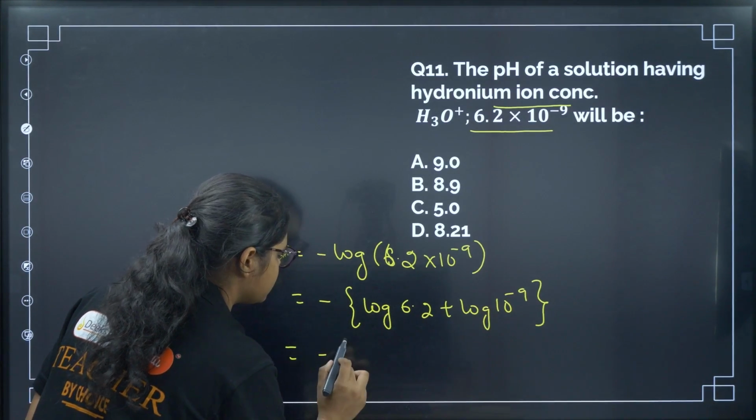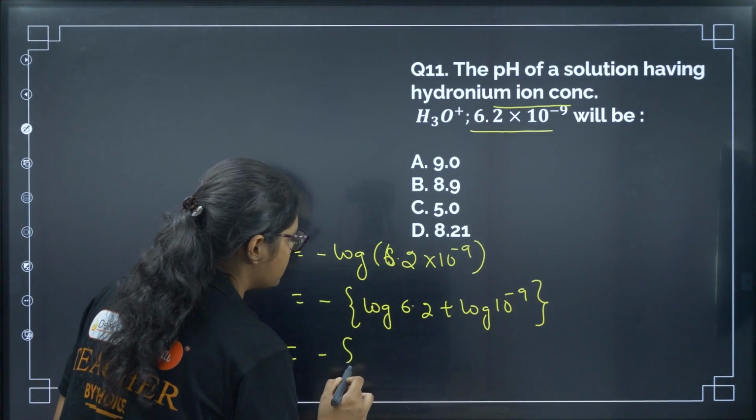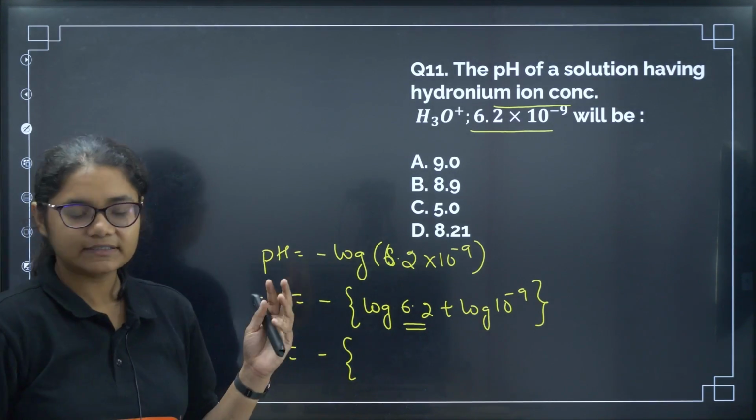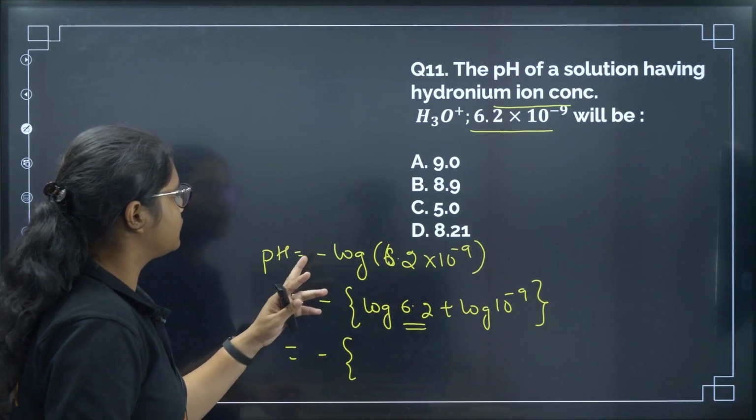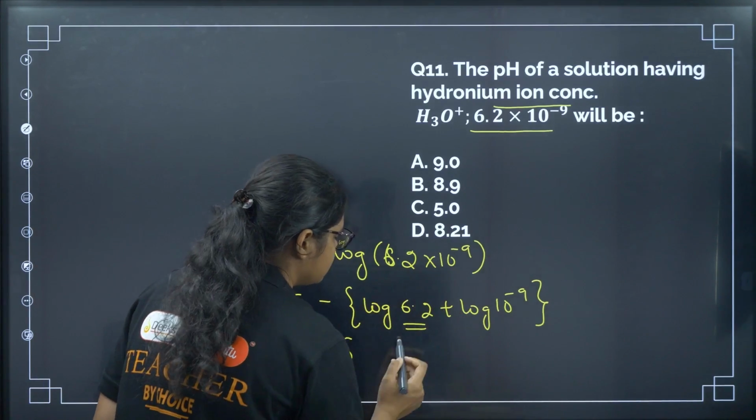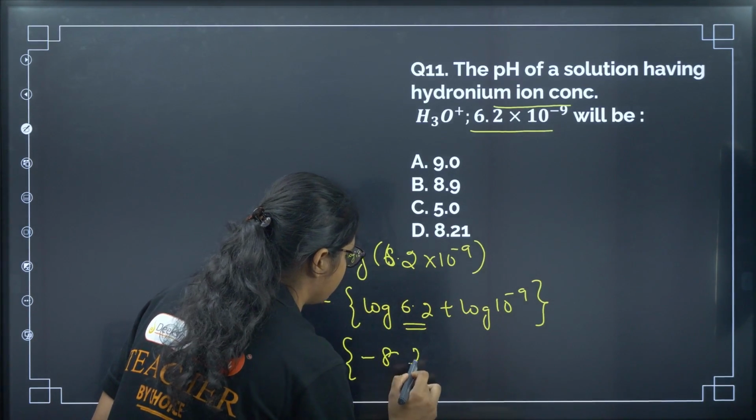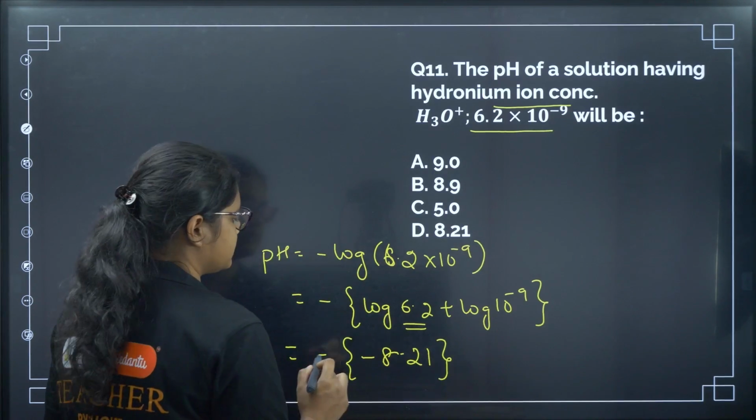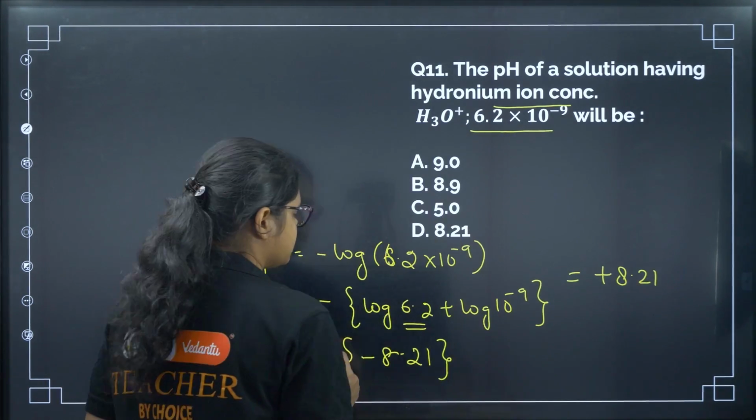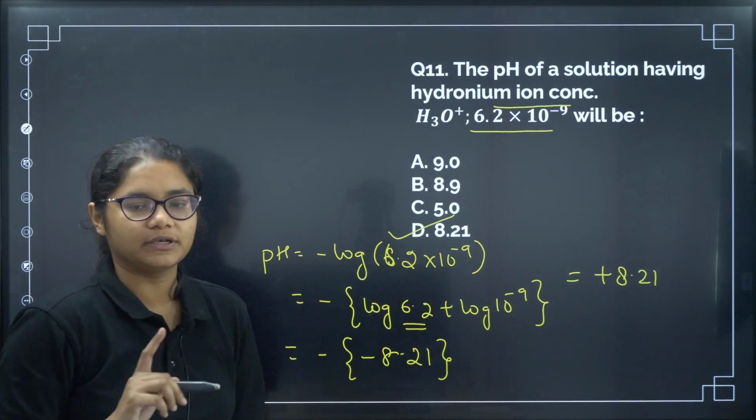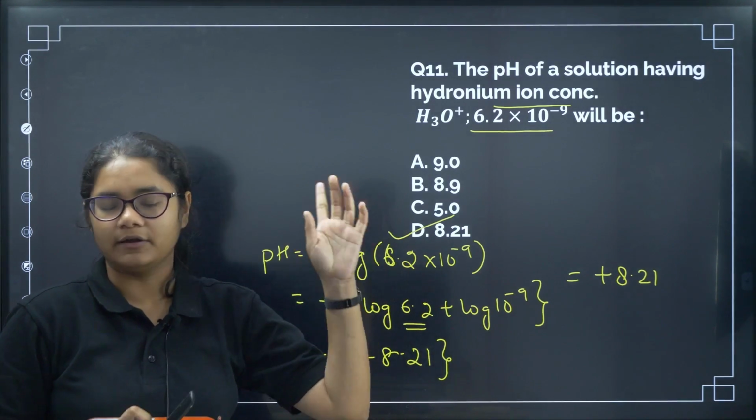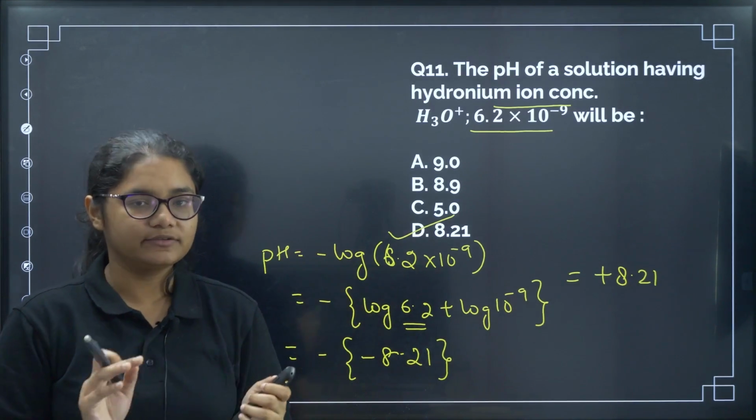So now if we solve this value, we will be getting around log 6 value. So if you remember, log 6 value will be coming around, so if you solve this one, we'll be getting around minus 8.21. Okay, so the correct answer for this question will be plus 8.21. So that is why the answer for this question is option number D. So log, you have to remember the values of log 1 to log 10. Some important values you must remember.